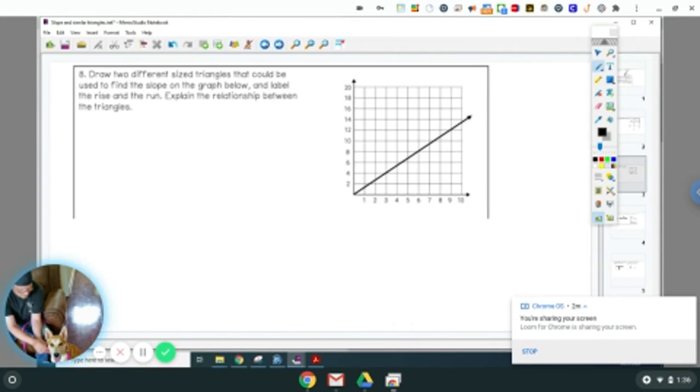All right, number 8, draw 2 different sized triangles that could be used to find the slope on the graph. Explain and label the rise and the run. Explain the relationship between them. So I'm going to choose a point here and here. I'm going to rise 2 and run 3, so it'll be 2 over 3 for that triangle. Then I'm going to choose a different triangle. I'm going to choose here, and then I'll choose here.